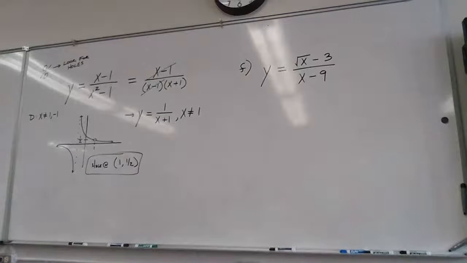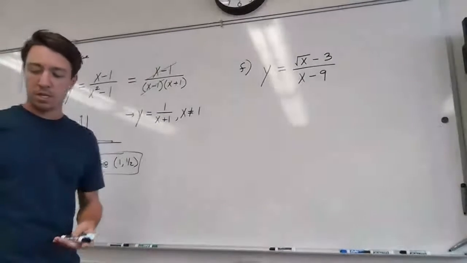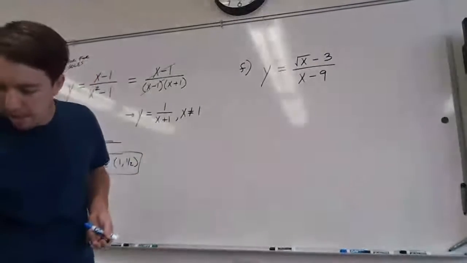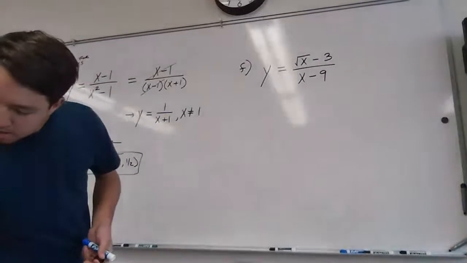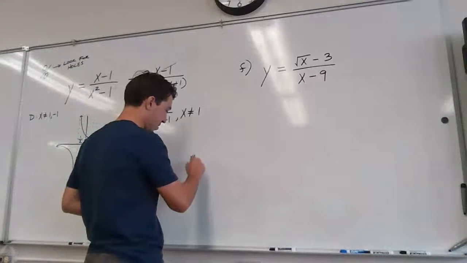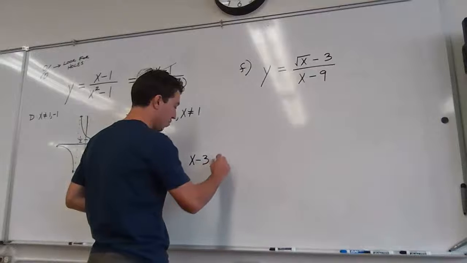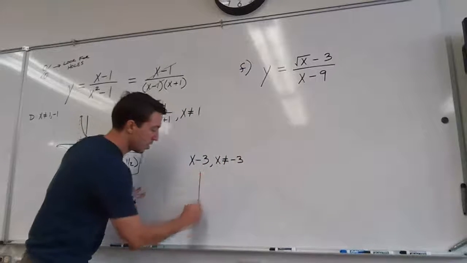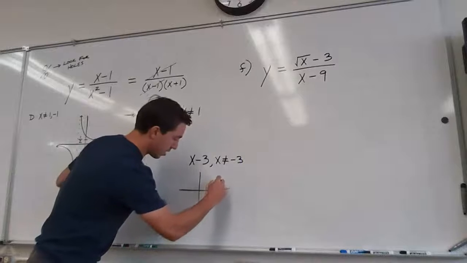Okay, so was that enough time? If you factored that correctly, you should have got x minus 3, where x can't be negative 3, which means it's a straight line.